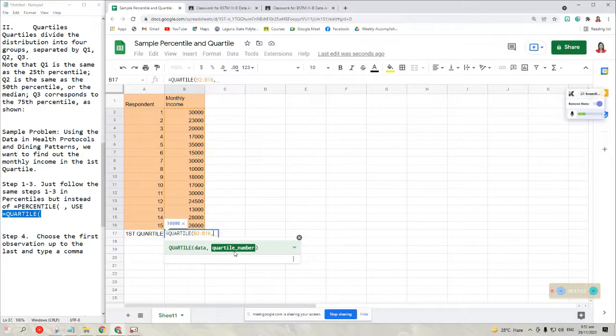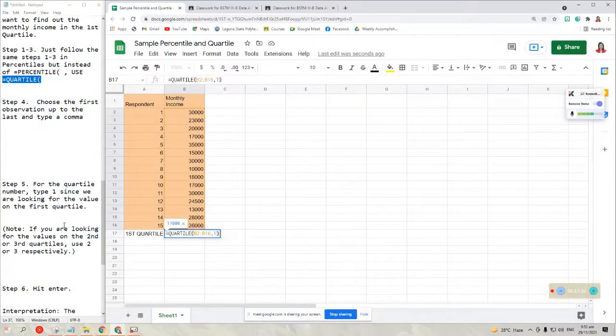Ngayon, ano yung quartile number? So, ang hinahanap po natin ay first quartile. So, ang isusulat lang natin ay 1. Ayan. And then, just enclose your formula with a close parenthesis or a right-hand parenthesis. Okay. And then, finally, step 6, just hit enter. Ayan. So, ito po yung value natin on the first quartile.